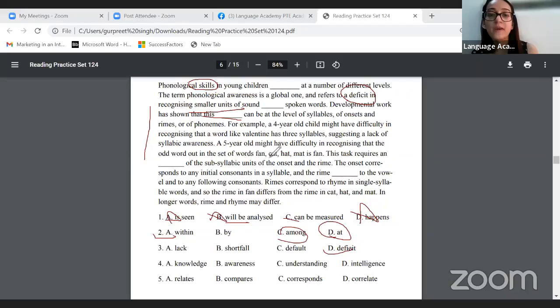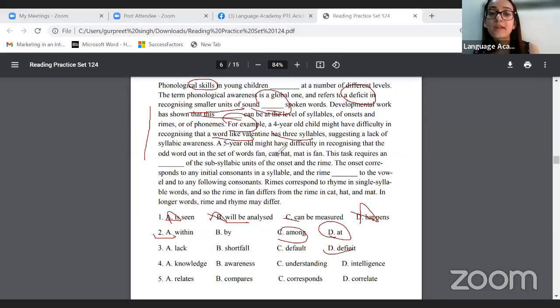A 4-year-old child might have difficulty in recognizing that a word like Valentine has 3 syllables. Now your answer that you had to put within here also can come from the example. A word like Valentine has 3 syllables, means only one word. How many sounds do we have within that one word? And that is why the answer here is within. Suggesting a lack of syllabic awareness.